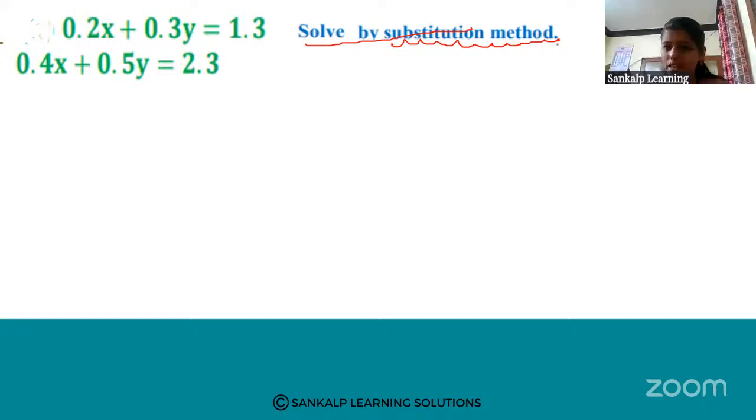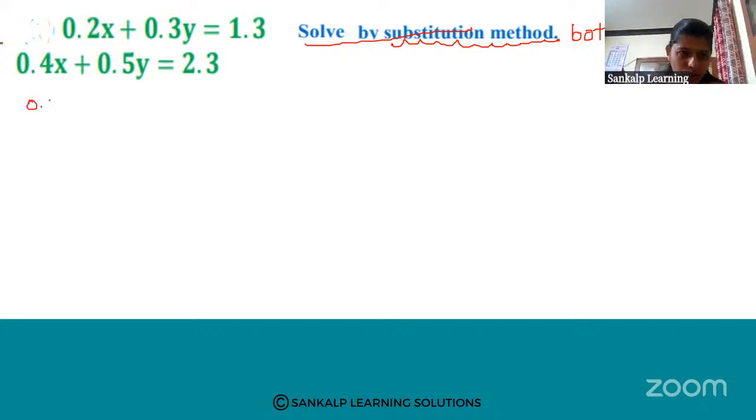So, if the same question asks to solve by using both elimination and substitution method, that time we are going to use both the methods. Okay. So now we will solve by using both the methods. First we will solve by elimination method. Okay. So first let us do it by elimination method.